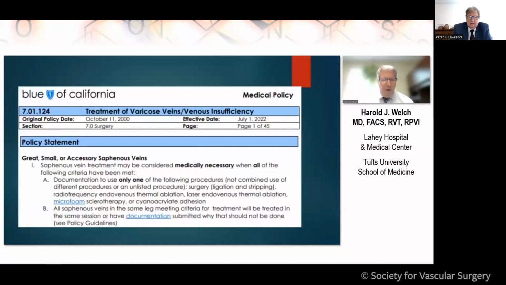Just for consideration, there are hundreds and hundreds of insurance policies dictating how we can treat our patients, including this from Blue Cross Blue Shield of California, where under 1B here it states that all saphenous veins in the same leg that meet their criteria for treatment, that is size and reflux, must be treated at the same time.